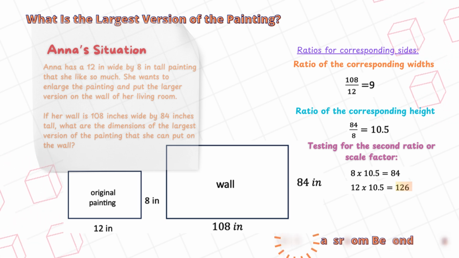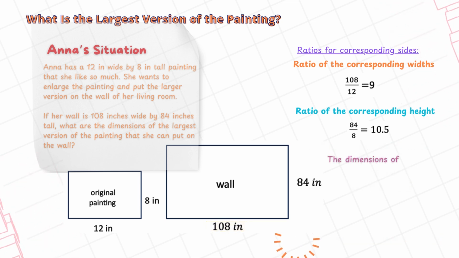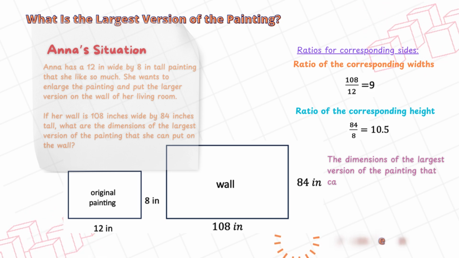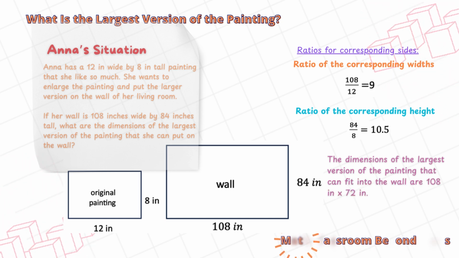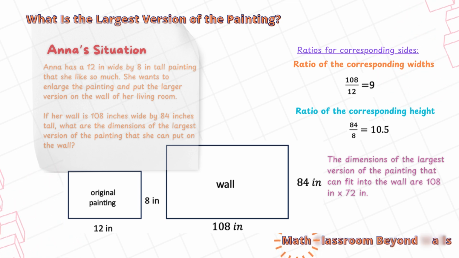Will this do, learners? This number, 126 inches, is beyond the width of the wall. The width of the wall is only 108 inches, so she cannot have these dimensions of 126 inches by 84 inches. With these dimensions, the painting will be larger than the wall. Therefore, the dimensions of the largest version of the painting that can fit into the wall are 108 inches by 72 inches. There you are, learners.